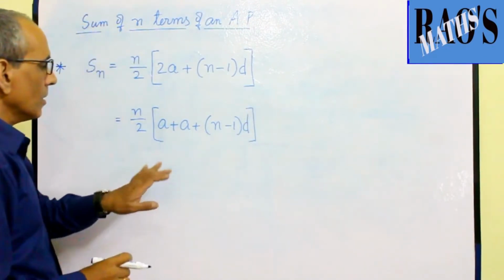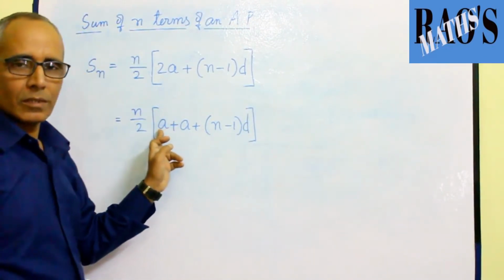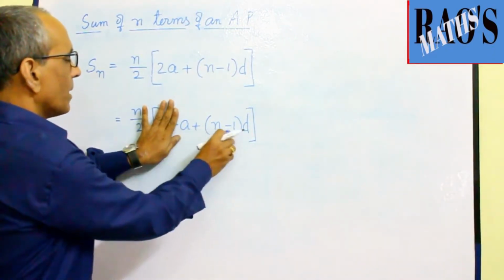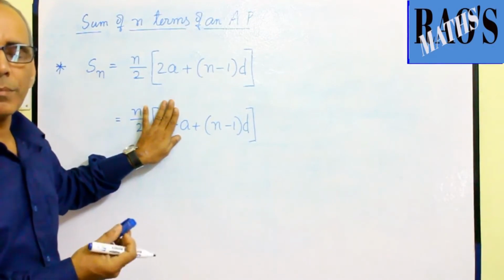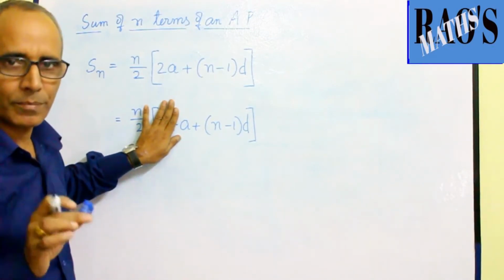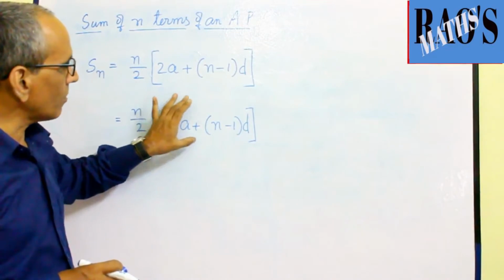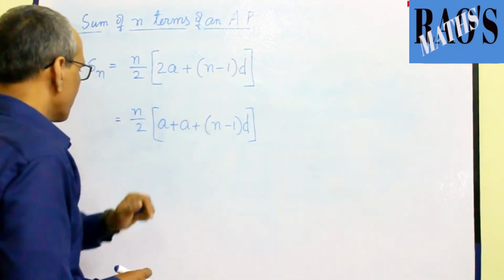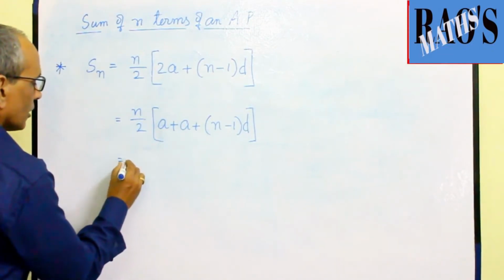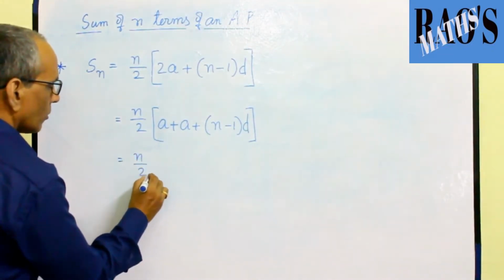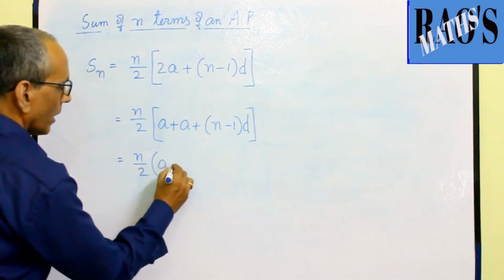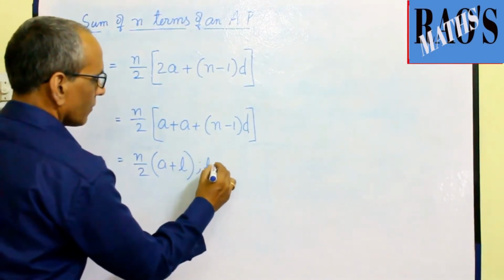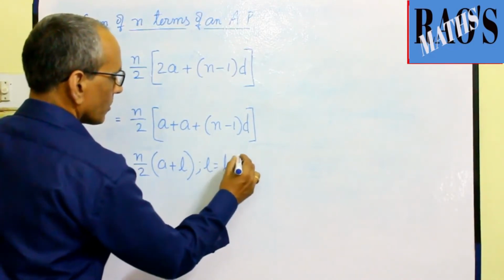See, we know a is the first term of AP. And we know a plus (n minus 1)d is the nth term of AP, of course, the last term. If I take the last term of AP as L, this is a plus L. So the sum is equal to n by 2 of (a plus L), where L stands for last term.